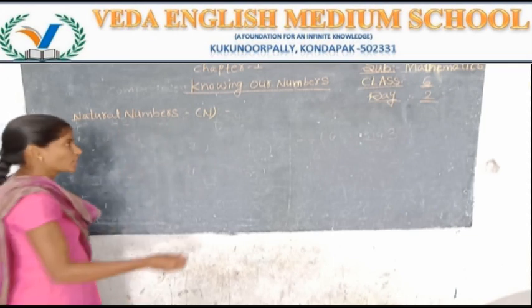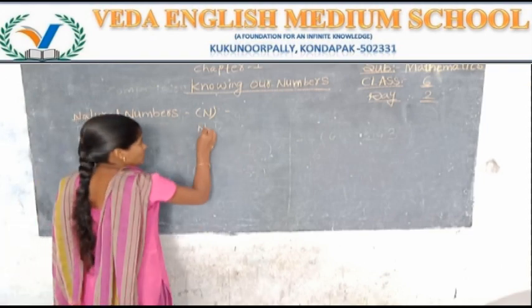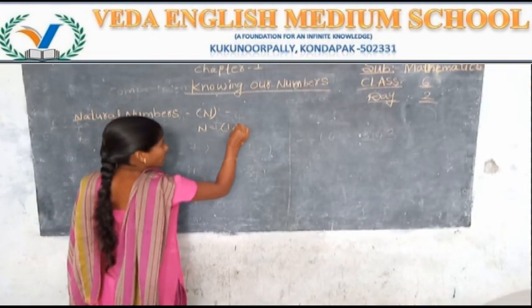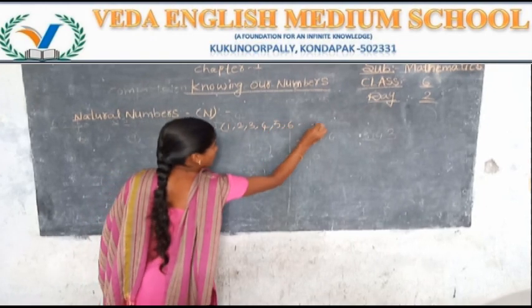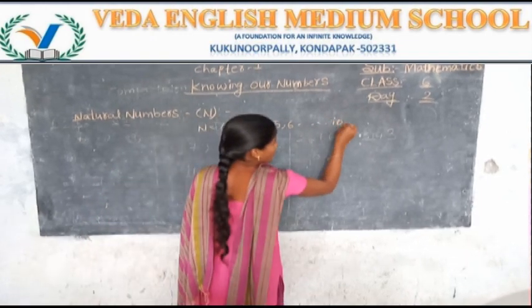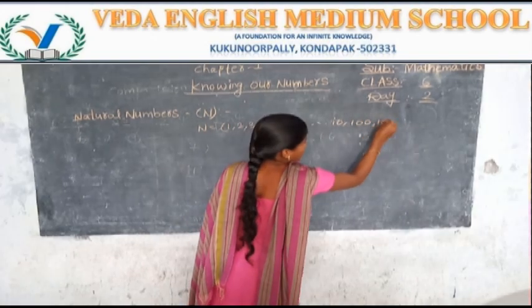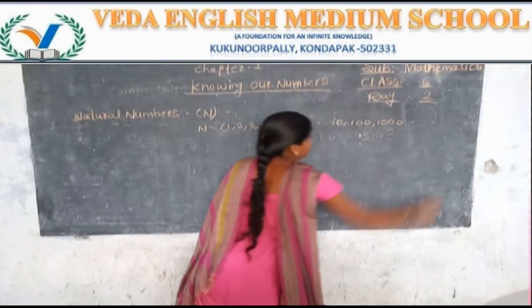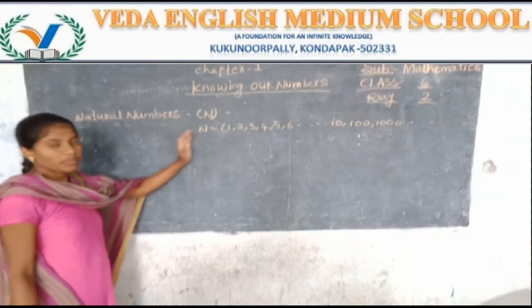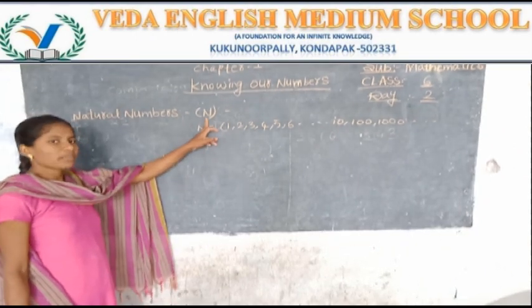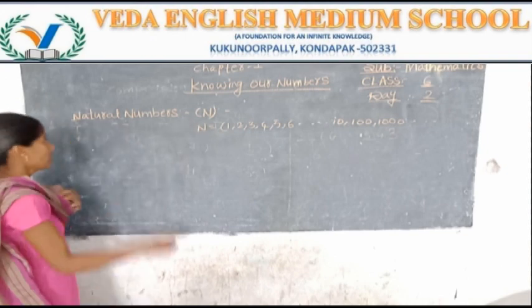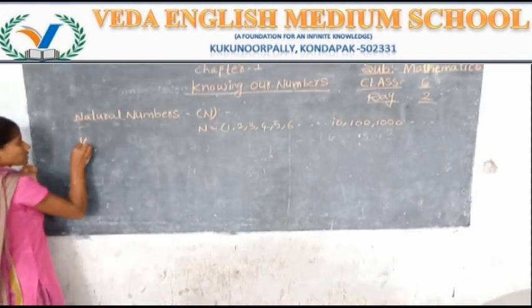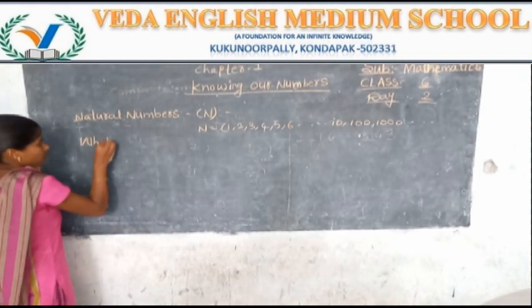Natural numbers start from 1 onwards. 1, 2, 3, 4, 5, 6, and so on, 10, 100, 1000, like that. We have more also. The counting numbers are called natural numbers. Natural numbers are denoted by capital N. Natural numbers are completed. Now the next type of numbers are whole numbers.